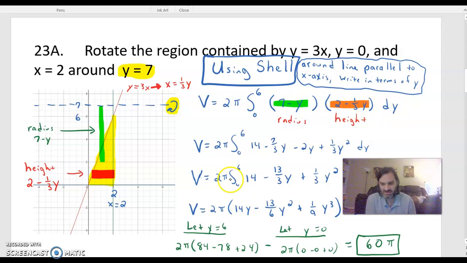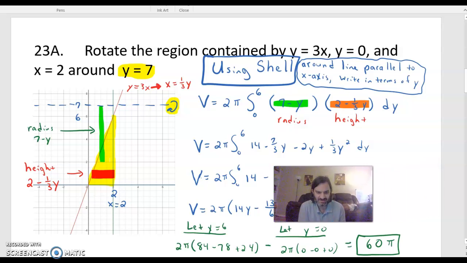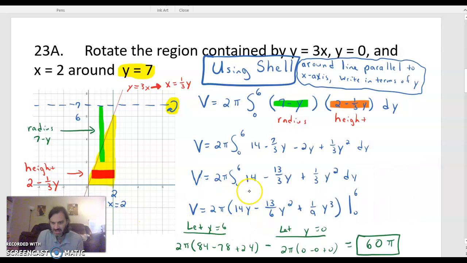I can fold that out and collect like terms. I need to move my face, so let me put myself in this corner. And when I collect like terms, I have 2 pi times the integral from 0 to 6 of 14 minus 13/3 y plus 1/3 y squared dy. The integration of that will be 2 pi times the quantity 14y minus 13/6 y squared plus 1/9 y to the third from 0 to 6.